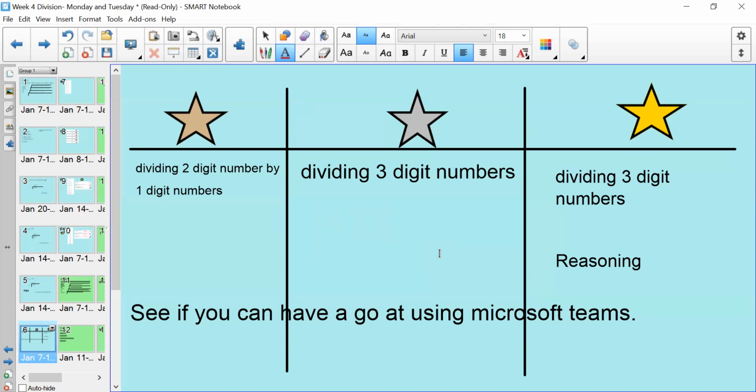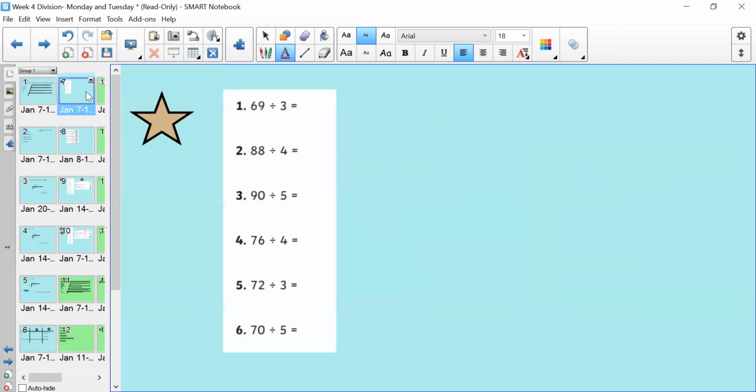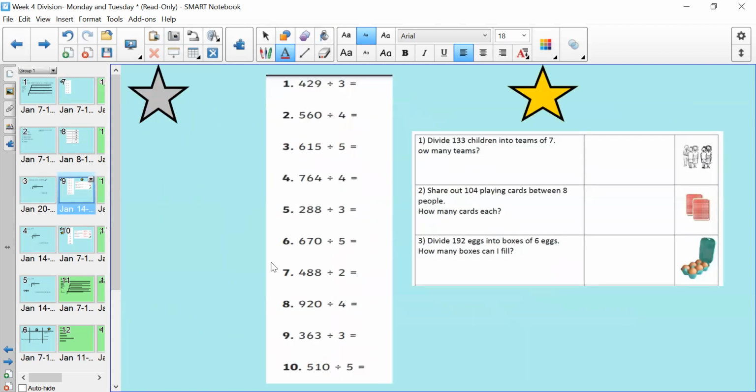So whether you are doing YouTube video or Teams, you can obviously still use a piece of paper to work out the bus stop method. You just need to submit the answers on the quiz. And if you're doing the email, you can just email us a picture of your work. Okay, so if you're doing bronze, these are your 2-digit numbers that you need to divide by 1 digit. And then if you're going to do silver or gold, these are your questions.